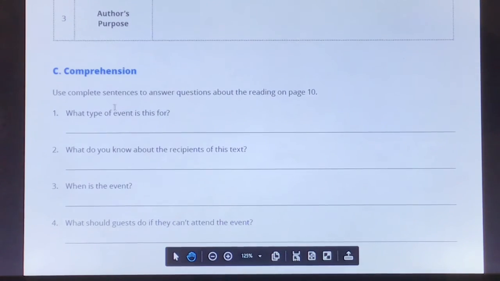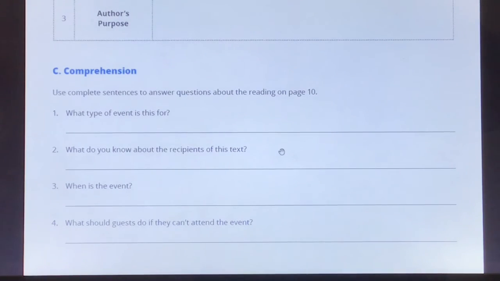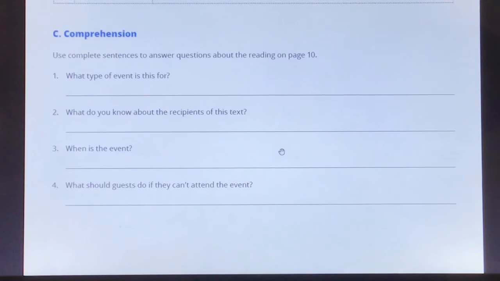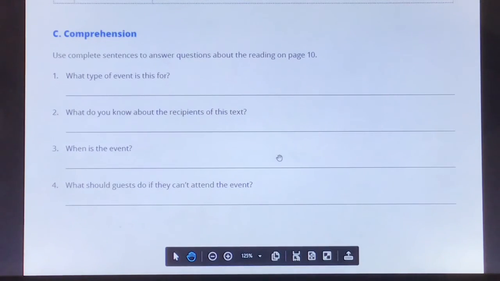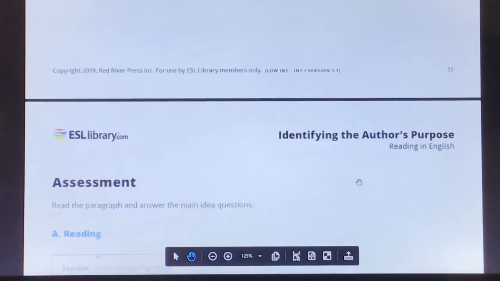What type of event is it for? What do you know about the recipients of this text? When is the event? What should guests do if they can't attend the event? Try your best to write all of these answers in complete sentences.